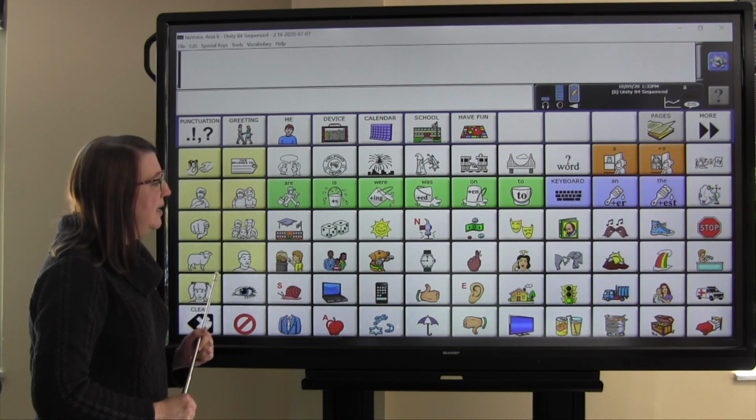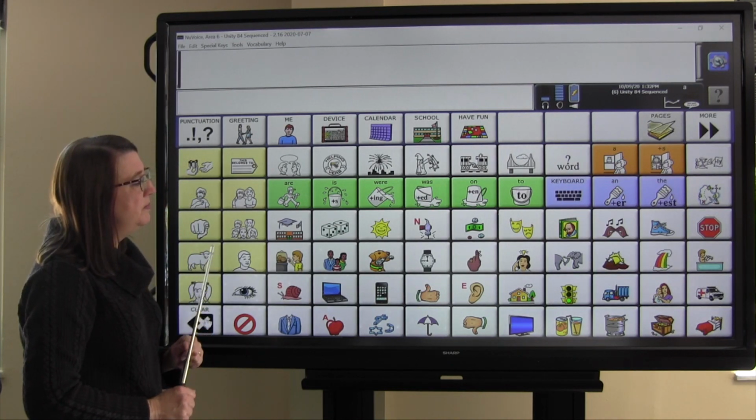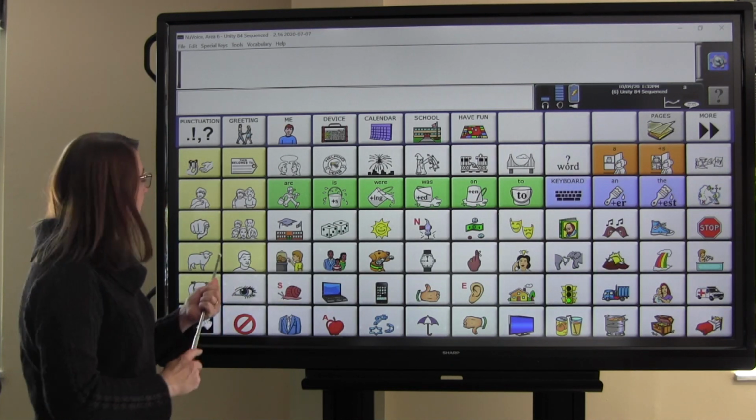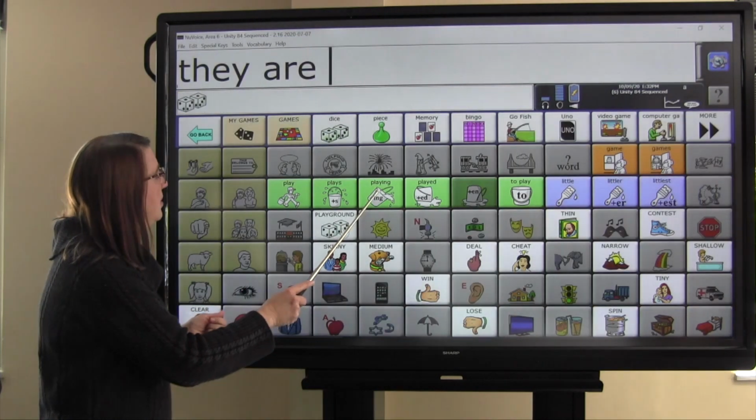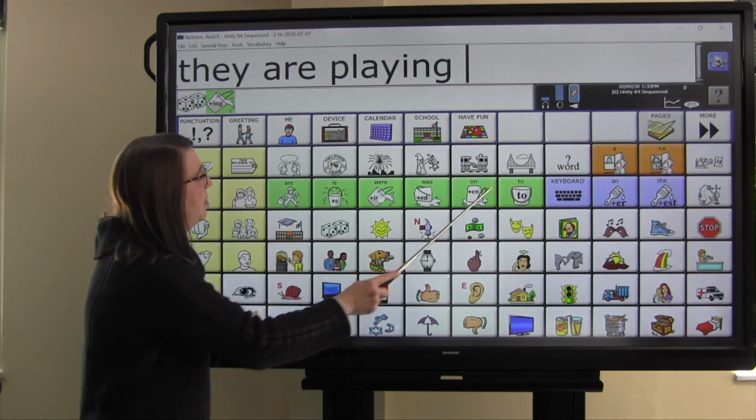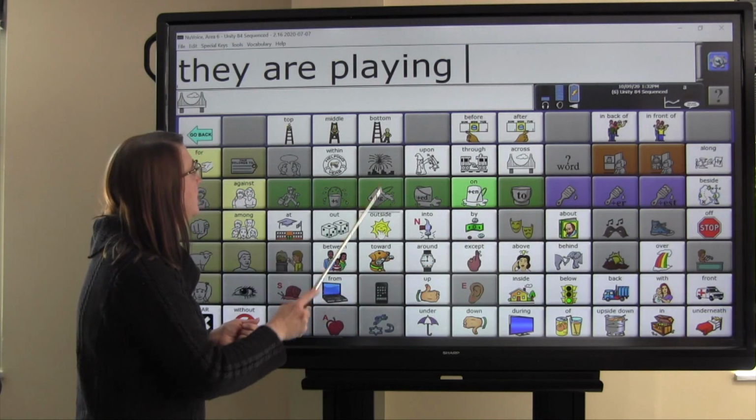Outside. And let's go ahead and do they are playing outside. They plus auxiliary, they are playing, and preposition plus the sun.